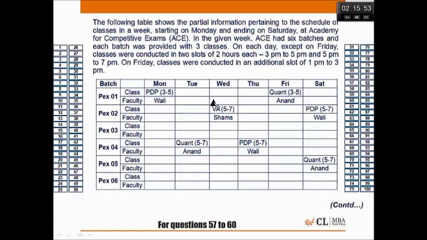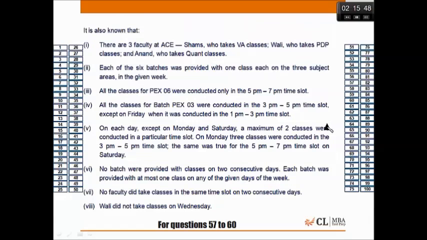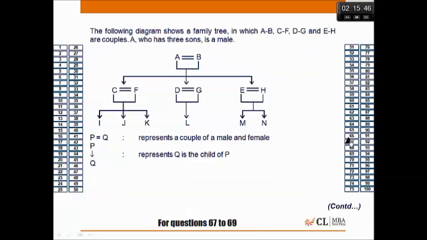57 was this. Okay. Let me. This one sounds too much. 67. Okay, let's try this one. It says the following diagram shows a family tree. Okay, A, B, C, A, C, F, D, G, E, F. Yeah, couples. A has 3 sons. A who has 3 sons is a male. So A is a male. Okay. So let's take male to be a square and female to be a circle. So A is a male and B has to be a female. Okay, great.